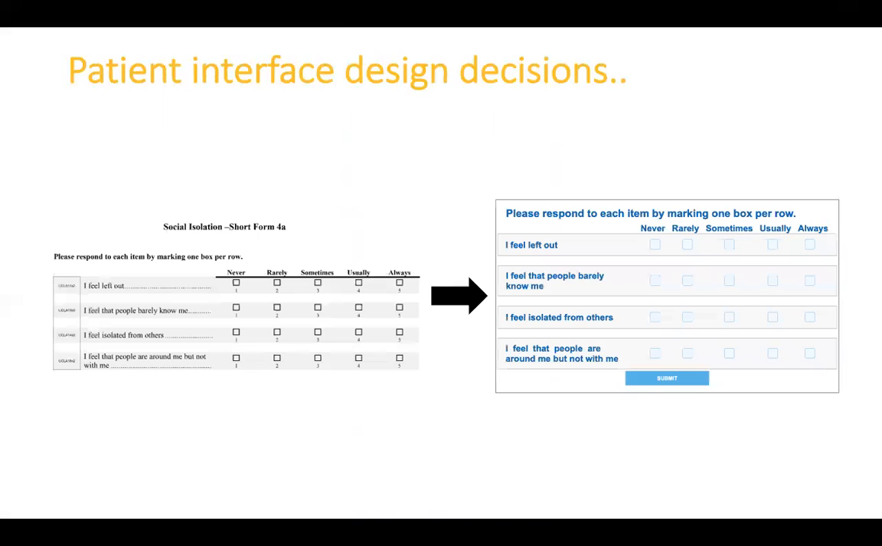So there are multiple types in PROMIS. PROMIS is the most commonly used patient-generated data forms. So for social isolation, they have a 4A, they have an 8A, they have a 12A. So this is the shortest form that we had.